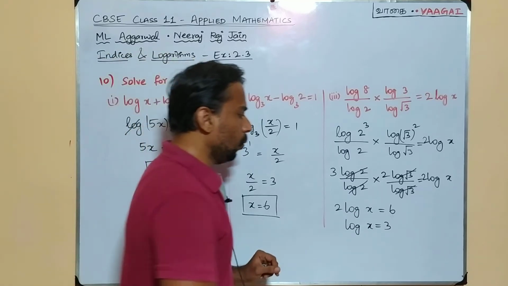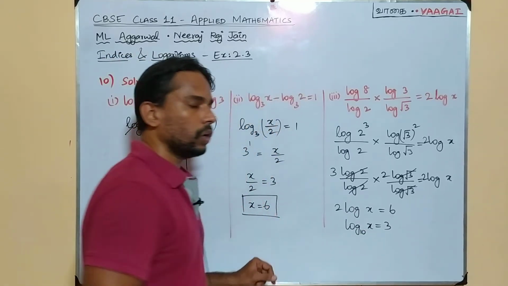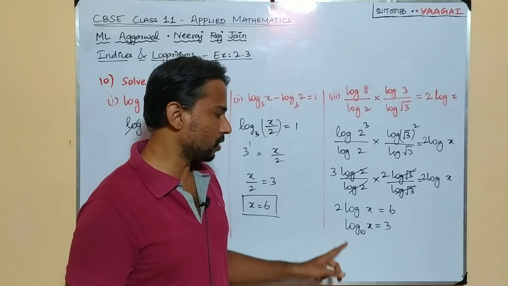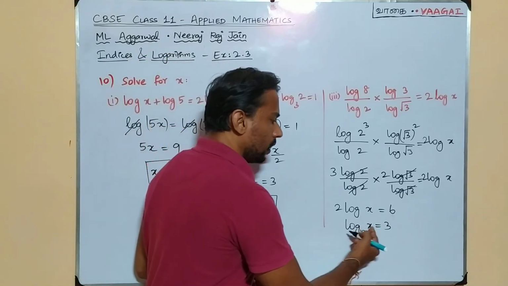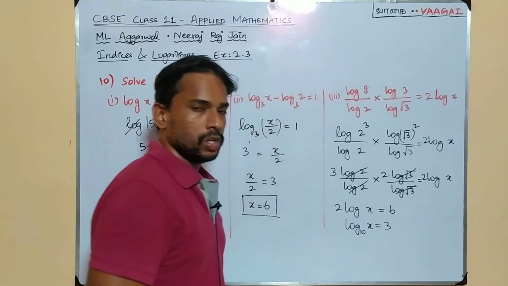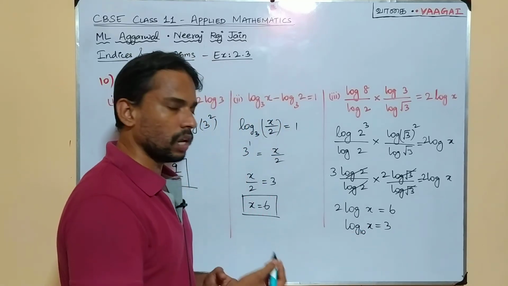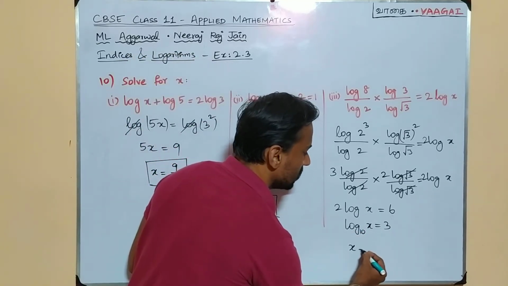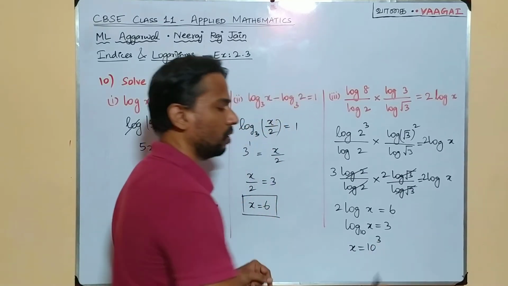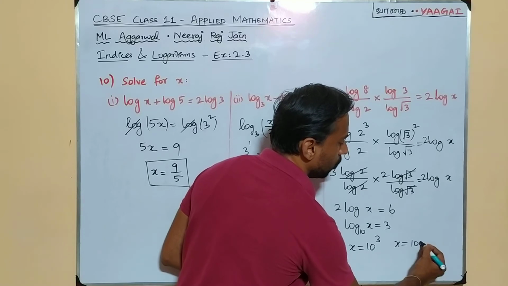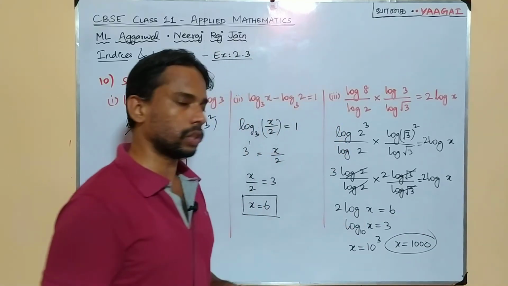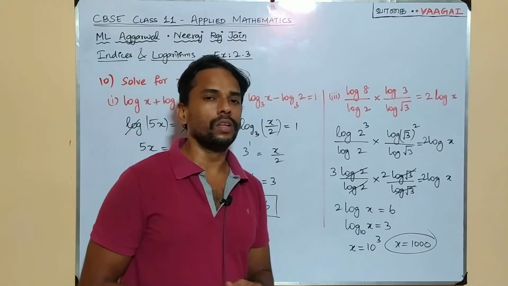That's it. Now this is like log to the base 10, because it's a common logarithm. Now log x to the base 10 is equal to 3. So if I want to write it in exponential form, we will get x is equal to 10 cube. And hence x is equal to, what is 10 cube? It's going to be 1000. So x is equal to 1000 is going to be the answer for our third subdivision.